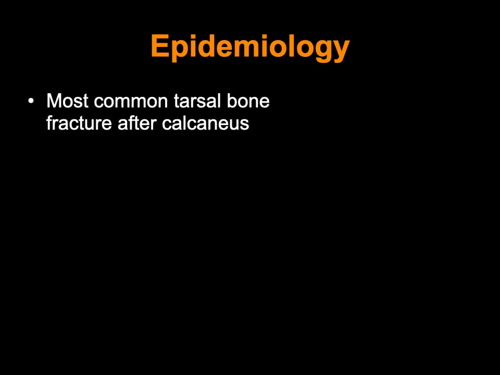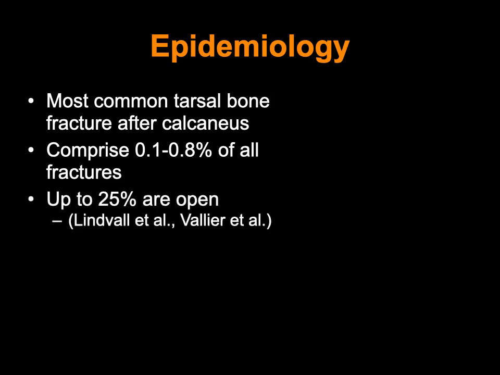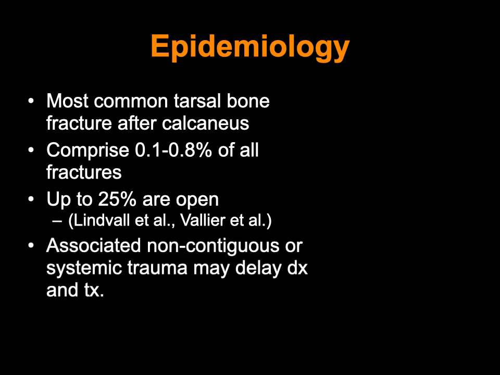Let's start with the epidemiology of these injuries. Talar neck fractures are the most common tarsal bone fracture after calcaneal fractures. They comprise between 0.1 and 0.8% of all fractures that are seen. Up to 25% of these injuries are open. And one needs to be careful about associated non-contiguous or systemic trauma, which may delay the diagnosis and the treatment of these injuries.